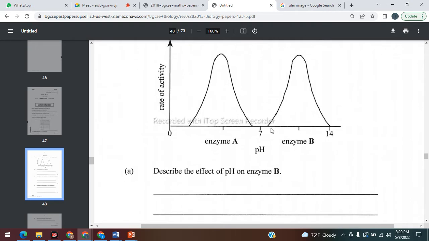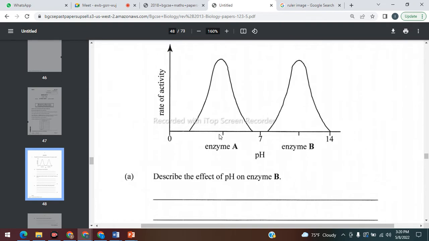Why wasn't it working between 0 and 7? Because that's the nature of the enzyme. It doesn't work in acidic conditions. So what would enzyme A work in? Enzyme A would work well inside acidic conditions, because there are two different enzymes, basically. Yeah, they're two different enzymes. Okay, that makes sense.